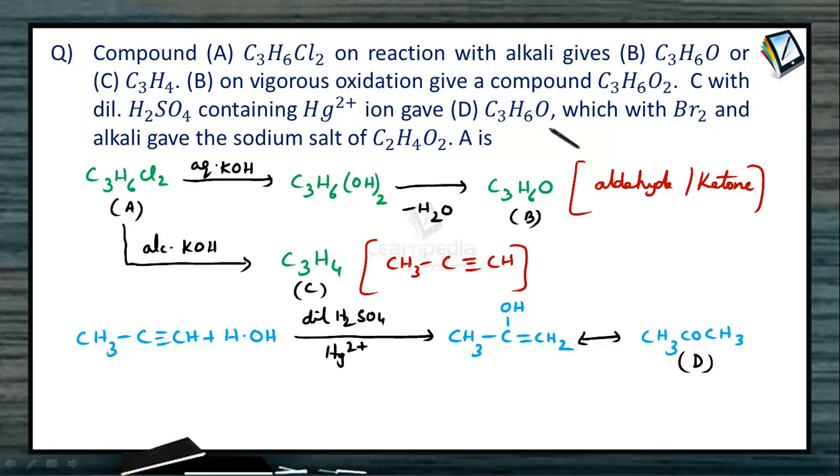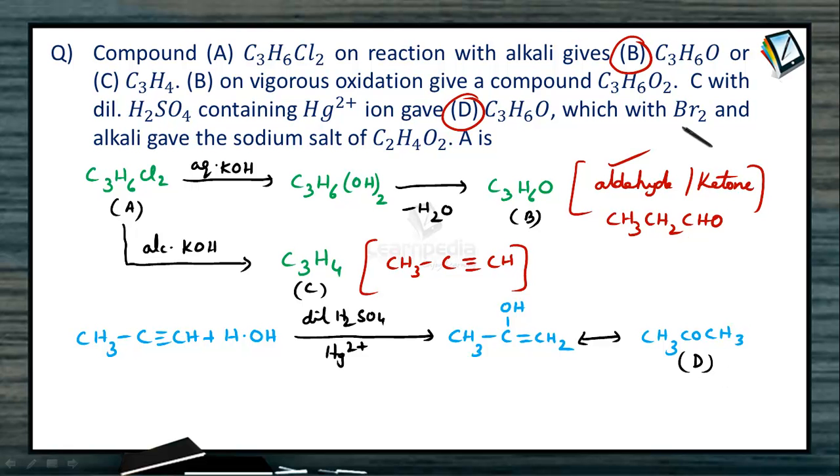From the data given in the numerical, it is very clear that compounds B and D are different. When both are different and D is a ketone, definitely B should be an aldehyde only, isn't it? So what can be its formula? It is CH3CH2CHO. This is our compound B and this is our compound D.